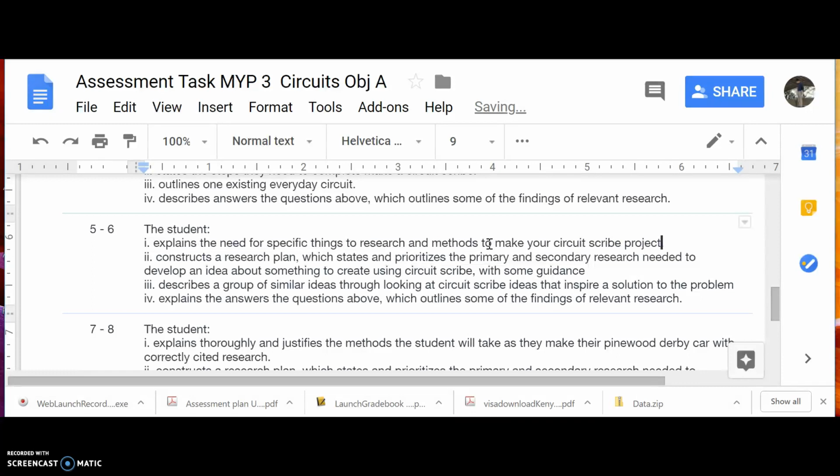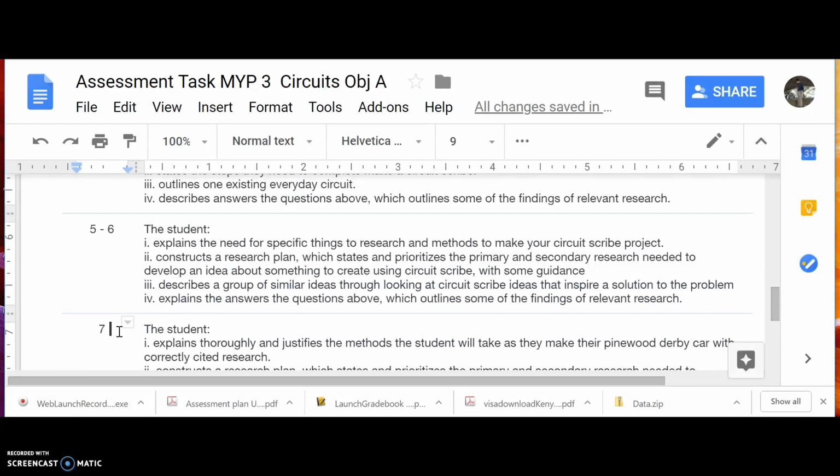So to make your Circuit Scribe project, constructs a research plan, which states and prioritizes the primary and secondary research. You need to develop an idea about something to create using Circuit Scribe with some guidance. At this point, I'll be guiding you through different things that you could make, maybe having a lot more of those conversations. If you're someone that doesn't have that confidence, then this is something that we're going to talk about.